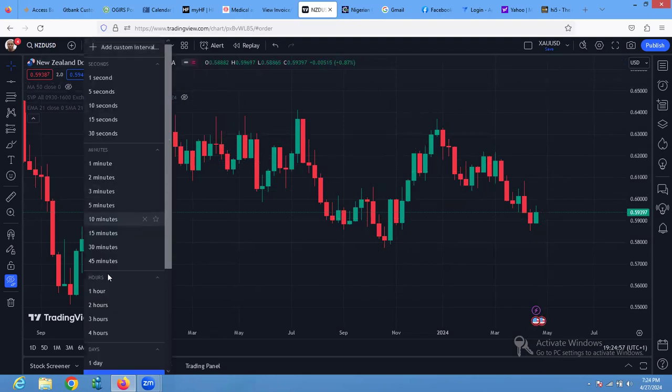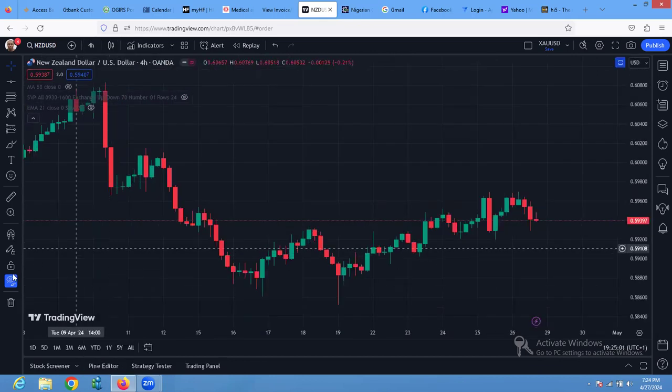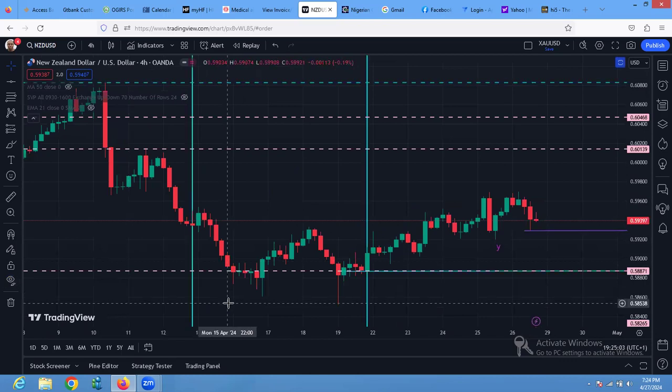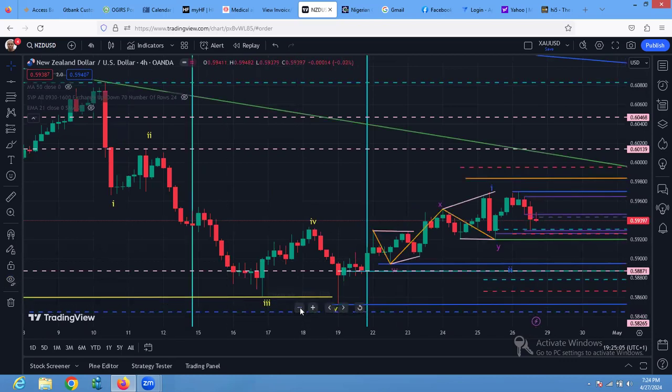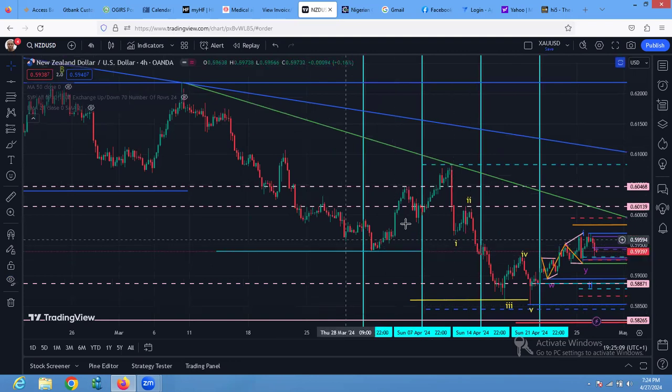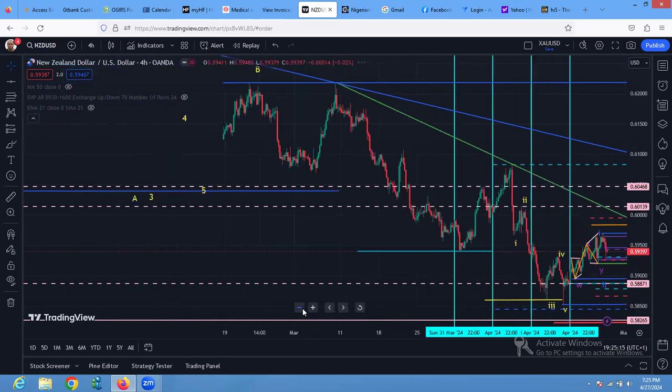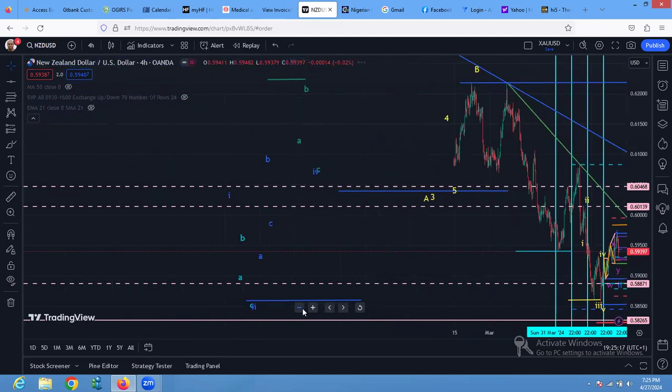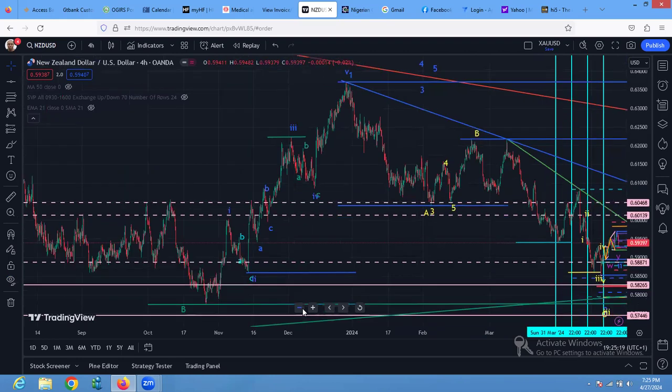So with that said, on that time frame, I'll be bringing out my drawing. So I'm bringing out my drawing. This is where the C of A had ended. So look at the drawings again. That's a B major here.